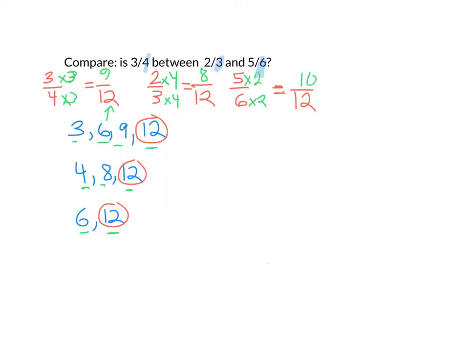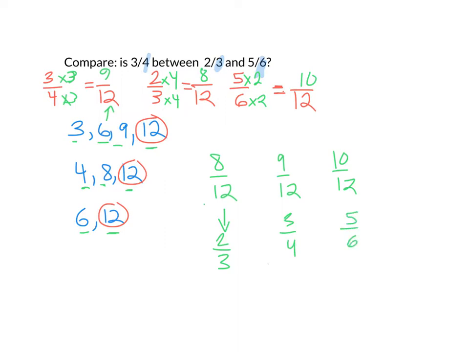Now we can compare it. Okay, the smallest one is 8/12. The next one is going to be 9/12. And the last one is going to be 10/12. As you can see, 8/12 is 2/3. 9/12 is 3/4. And 10/12 is 5/6.